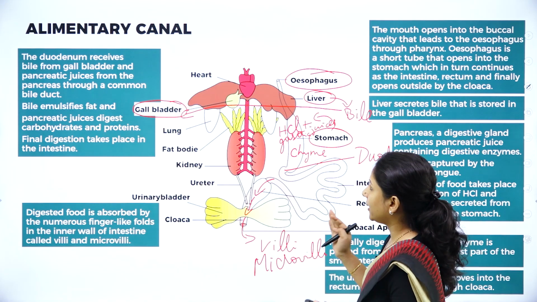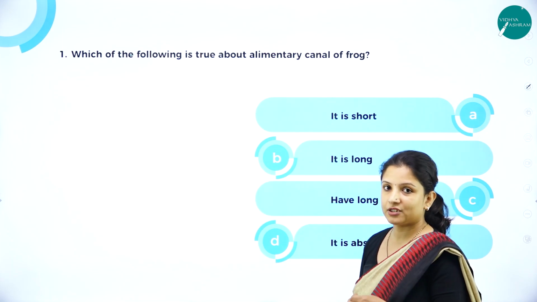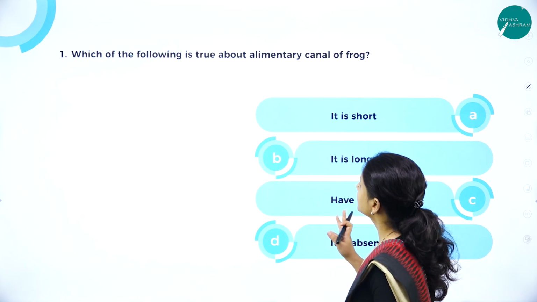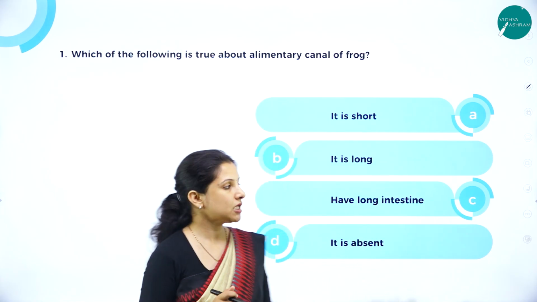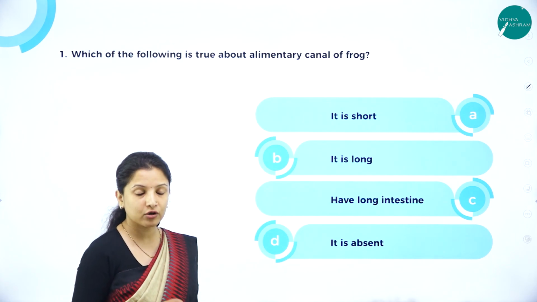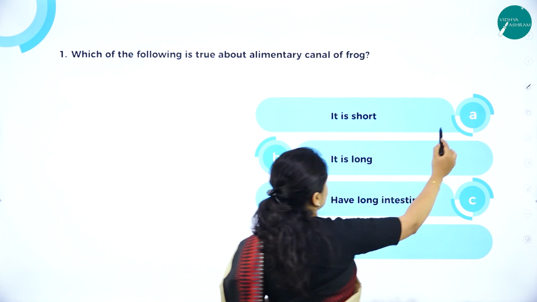So this was about the alimentary canal. Next, let's move on to some of the MCQs that can be framed under this particular topic. Which of the following is true about the alimentary canal in frog? It is short. Yes, the alimentary canal is short because frogs are carnivorous. So option A is the right answer.